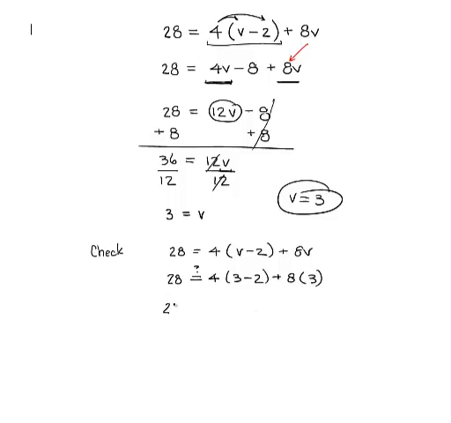So I have 28. Does that equal 4 times... I can actually simplify this in here: 3 minus 2 gives me a 1, plus 8 times 3 gives me 24, which equals 4 plus 24, which equals 28. And sure enough, 28 equals 28. So I came up with the right answer.